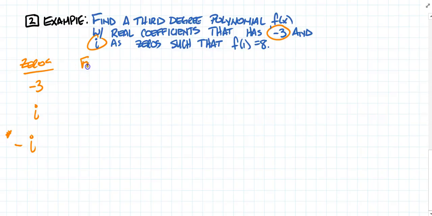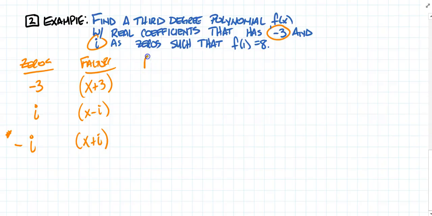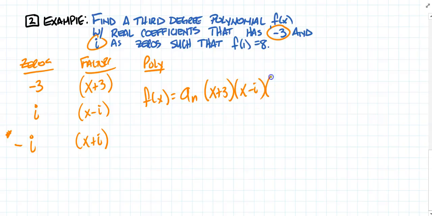From there, I'm going to build my factors. If negative 3 is a zero, then x plus 3 must be a factor. If i is a zero, then x minus i must be a factor. And if negative i is a zero, then x plus i must be a factor. From here, I'm going to create the polynomial. So I'm going to say f of x is going to be my constant term a sub n times x plus 3 times x minus i times x plus i. And I'm going to go ahead and multiply.